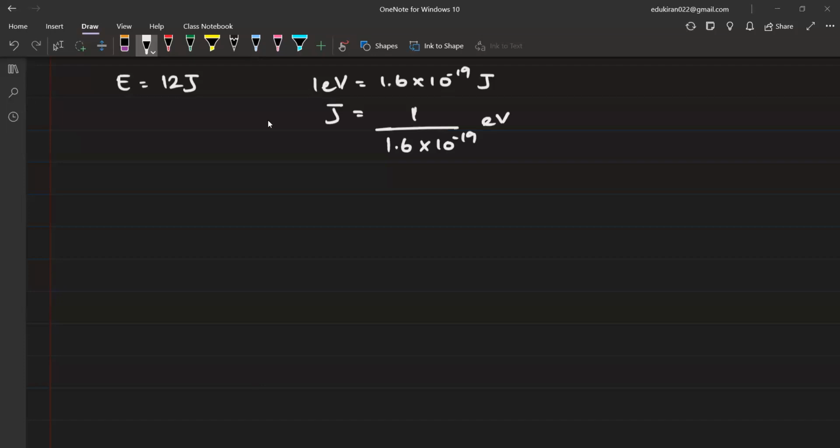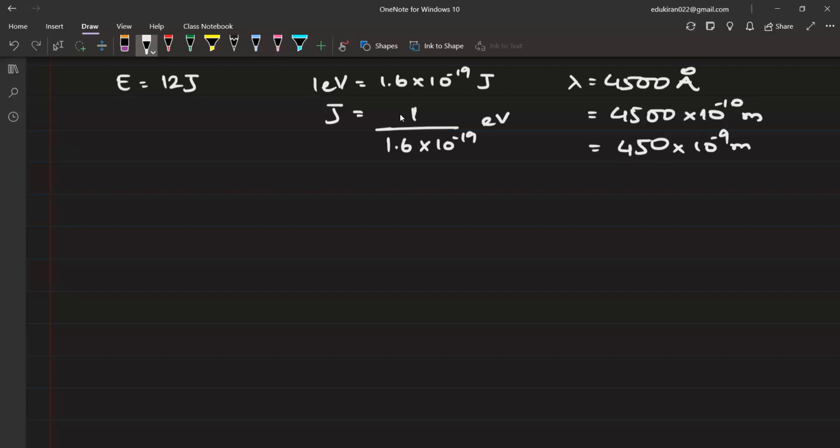Yes, sir. Okay. Now, if I have lambda is equal to 4500 angstrom, which is equal to 4500 into 10 to the power minus 10 meters, and I want to convert this into 10 to the power minus 9. So what will be the value? 450 into 10 to the power minus 9 meters, which will be equal to 450 nanometer. Correct, guys? Now, these calculations should be in your head itself.